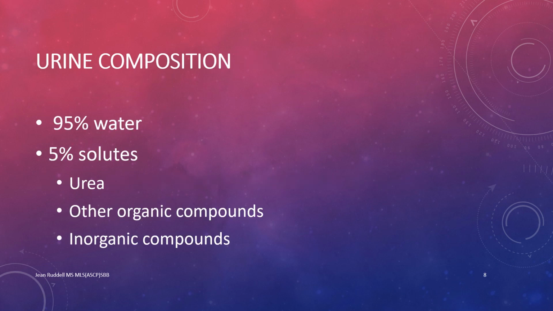Urine composition. Urine is composed of about 95% water and 5% solutes. These solutes include urea as well as other organic and inorganic compounds. The composition of urine is affected by what you eat, how much activity you have, metabolism, and endocrine functions.